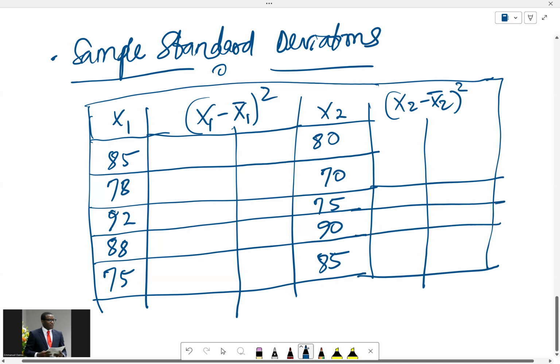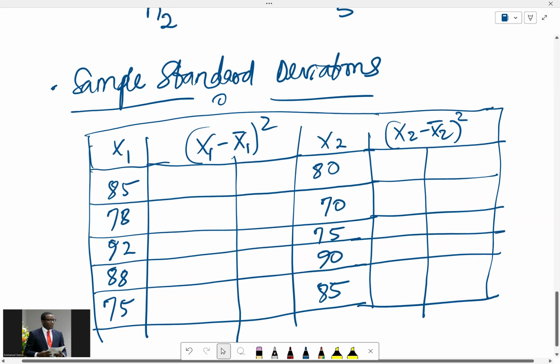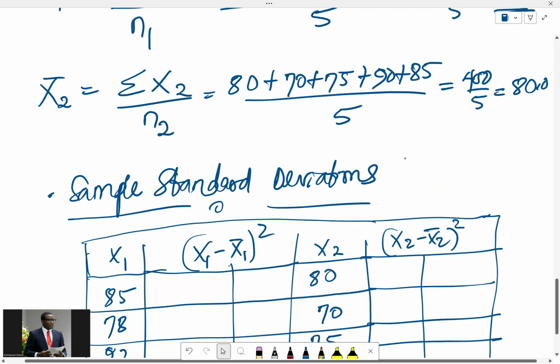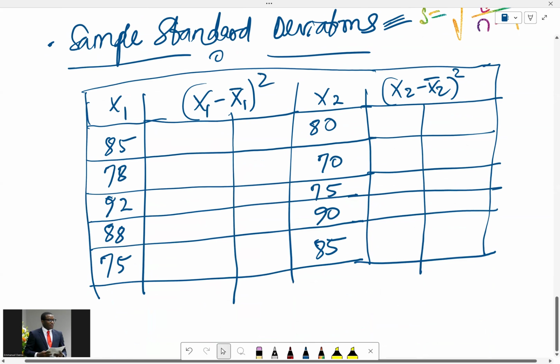So we have all this. Yeah, so we know that for x1, of course, for the standard deviation, the general formula would usually be S equals the square root of the summation of (x minus x bar) all squared, divided by n minus 1. So we now do that for each of the values.